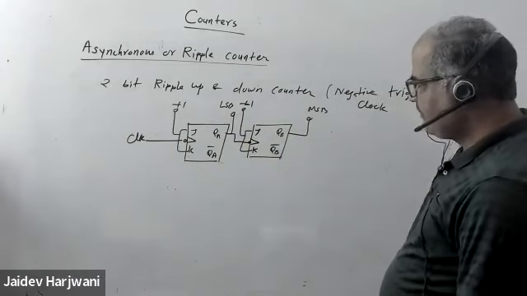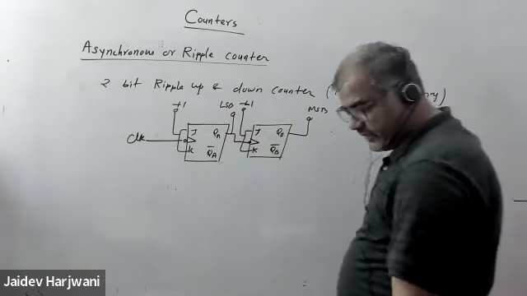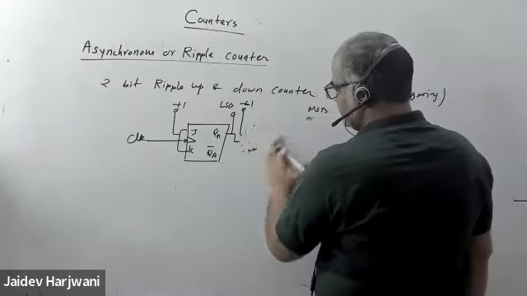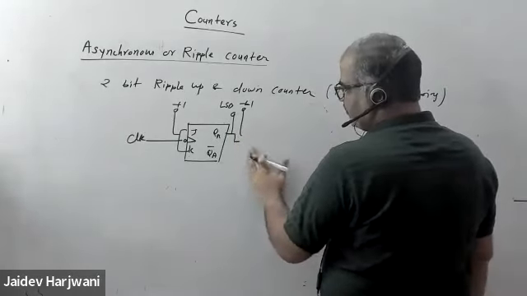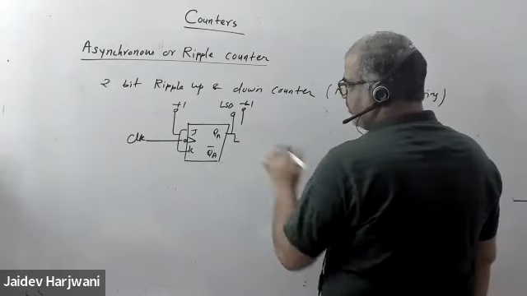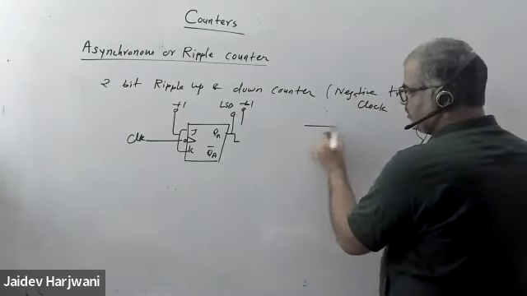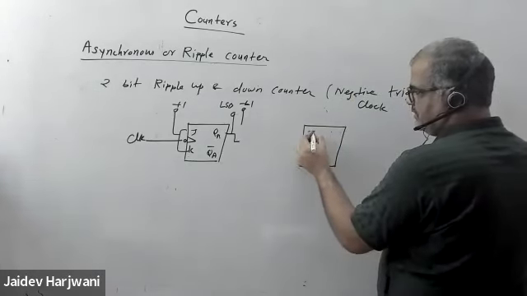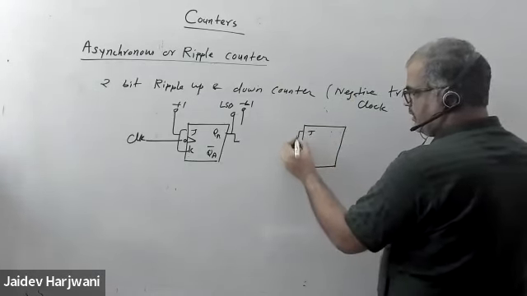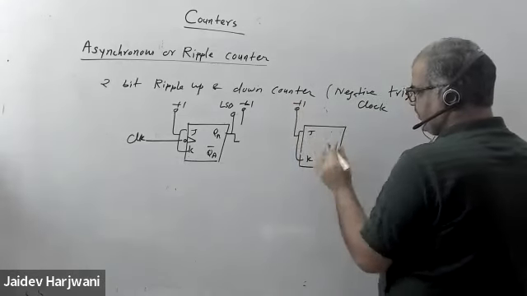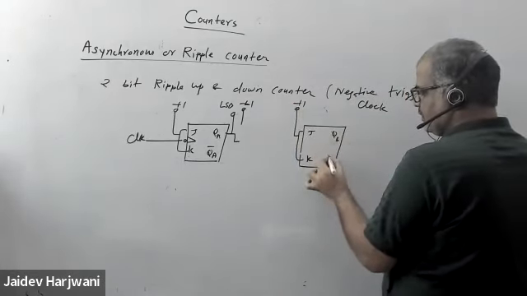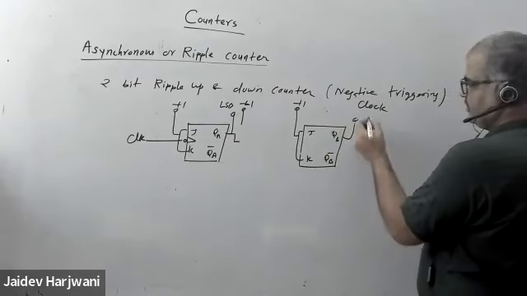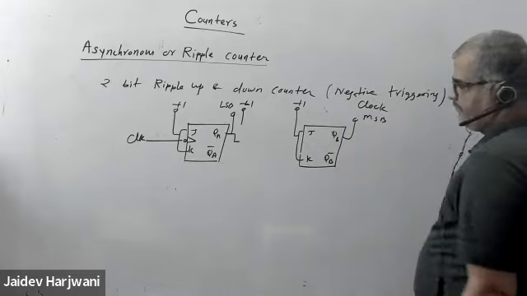Okay, now I want to make this up and down both. So let me give space. I have to make some circuit here. So I want to make this work both up and down depending on the control parameter. Okay, so I want to make this one J K, okay, plus 1, okay, QB bar. This is your MSB.